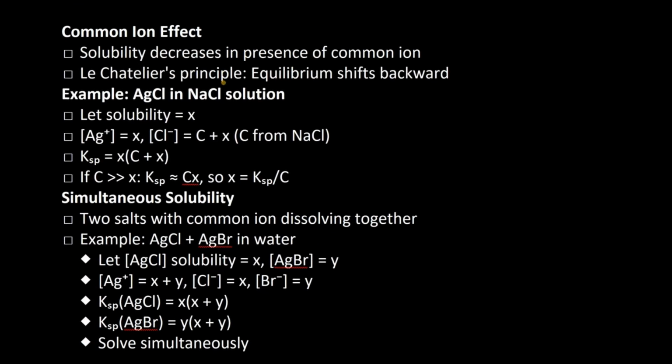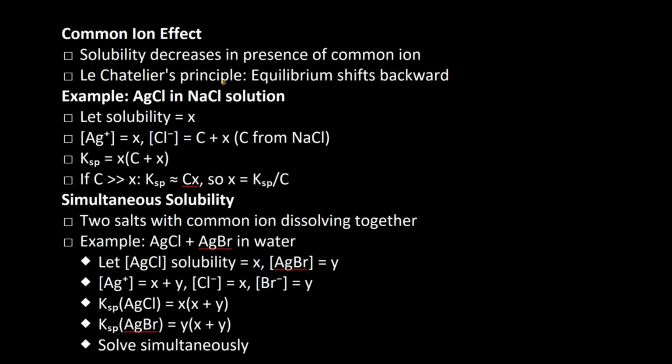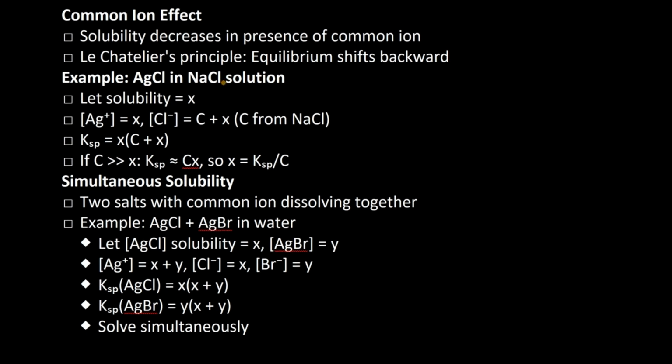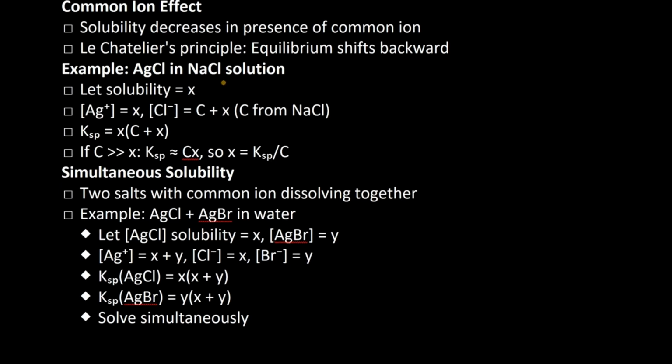Then common ion effect, a very important concept. The solubility decreases in the presence of a common ion. Okay, and the common ion effect is also related with dissociation. Why does the solubility decrease? Because it will not get dissolved in the presence of the common ion we are adding, right? So AgCl in NaCl solution, we can calculate the X value of solubility, Ksp by C.